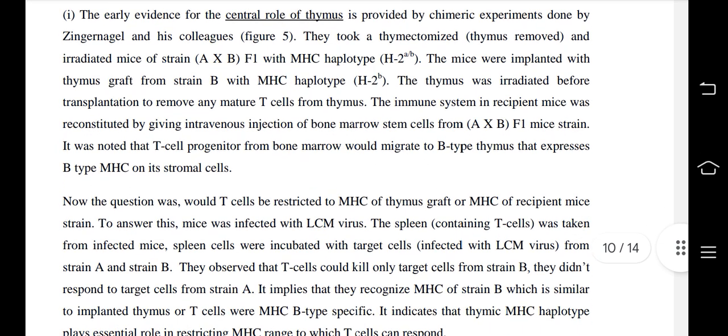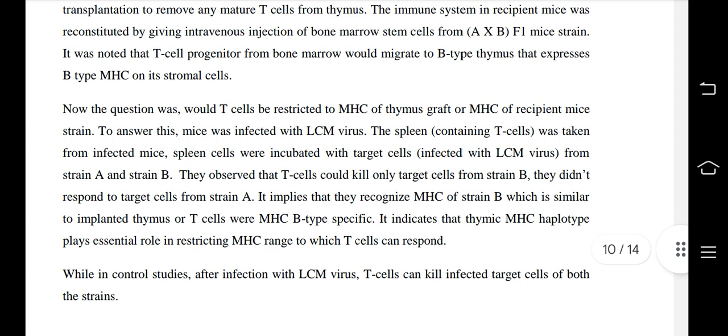The immune system of recipient mice was reconstituted by giving an intravenous injection of bone marrow stem cells from F1 mice strain. It was noted that the T cell progenitors from bone marrow would migrate to the B type thymus that expressed B type MHC on its stromal cells. Now the question was, would T cells be restricted to MHC of thymus graft or MHC of recipient mice strain?